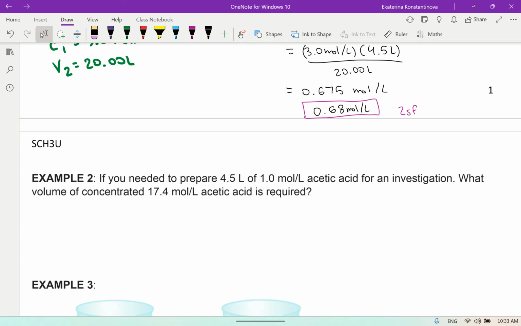All right, so for example number 2, if you need to prepare 4.5 liters, so this is your final value, you're looking for 4.5 liters, that's your V2, and your C2 is 1.0 mole per liter. What volume of concentrated acetic acid, so that's your C1, is required? So we're looking for V1. Okay, so if you did this calculation, you would get 0.26 liters.